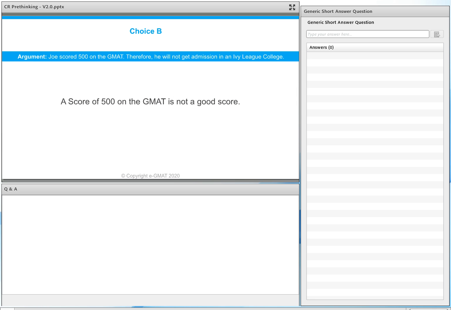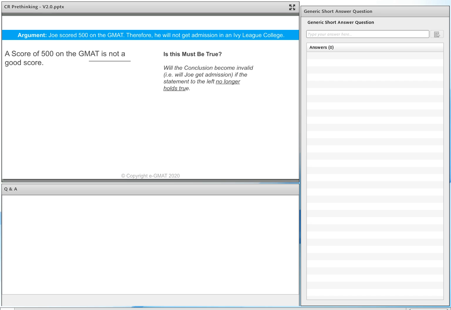Let's take the same example, same argument, and the statement we're going to evaluate is: a score of 500 on the GMAT is not a good score. Is that a must be true statement? We ask exactly the same question: will the conclusion become invalid? Will Joe get admission if this is no longer true? If this is no longer true, then its negated instance becomes true, and its negated instance is that a score of 500 on the GMAT becomes a good score.